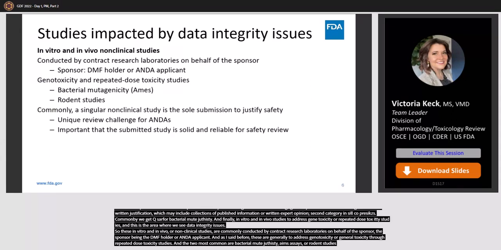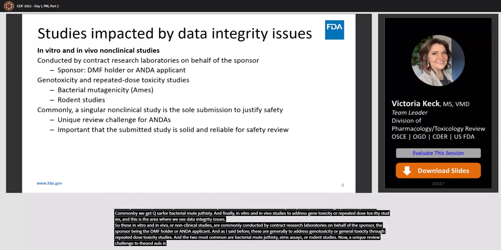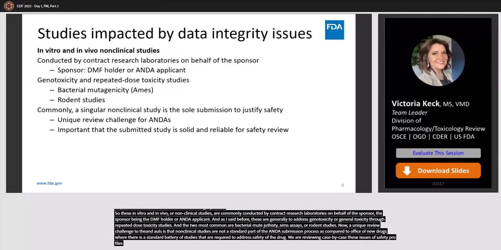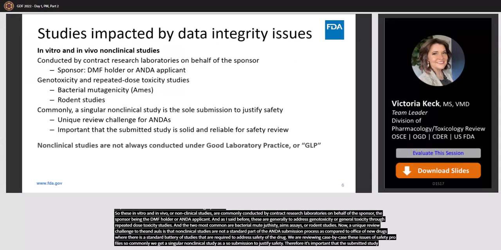Now, a unique review challenge to ANDAs is that non-clinical studies are not a standard part of the ANDA submission process as compared to Office of New Drugs, where there is a standard battery of studies that are required to address safety of the drug. We are reviewing case by case these issues and differences of safety profiles, and so commonly we get just a singular non-clinical study as the sole submission to justify safety. Therefore, it's very important that the submitted study is solid and reliable for safety review.